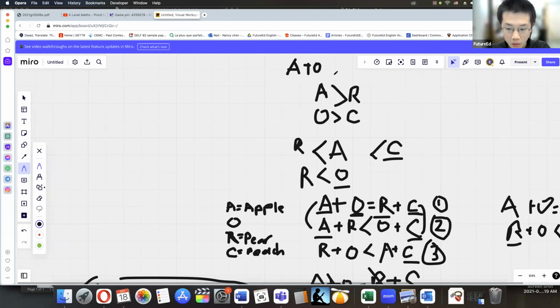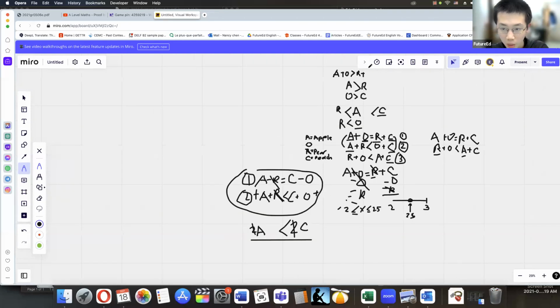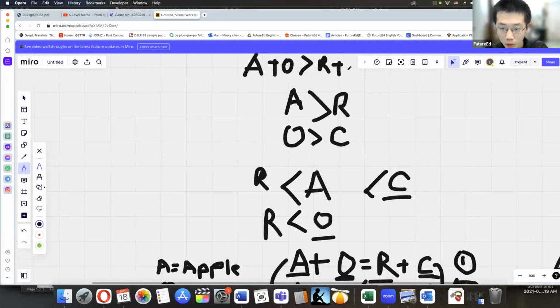What about R plus C? A plus O would then be greater than R plus C. This is my assumption, basically. So I would have A plus O is greater than R plus C.